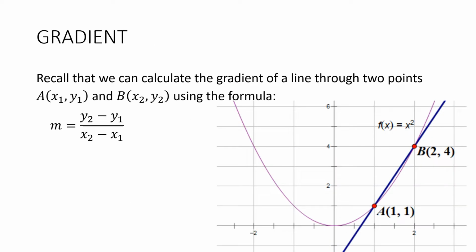Okay, now that we have that concept of a limit understood, or hopefully we do, we can start our real exploration of calculus or differentiation. We're going to start with gradient. Recall that we can calculate the gradient of a line through 2 points, x1, y1, and x2, y2, using the gradient formula. So if our points are 2, 4, and 1, 1, we can just substitute those values in, and we're going to end up with 3 over 1, or 3. So the gradient, we call this line a secant that cuts in 2 places. The gradient of this secant, AB, is 3.